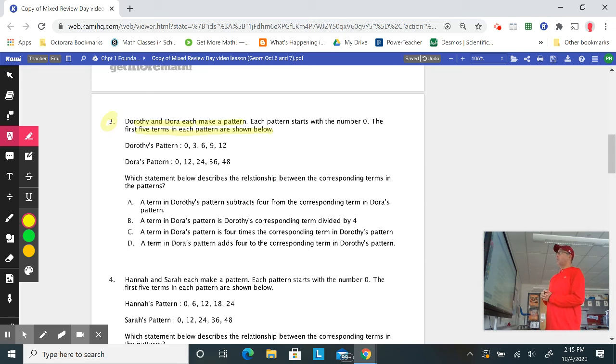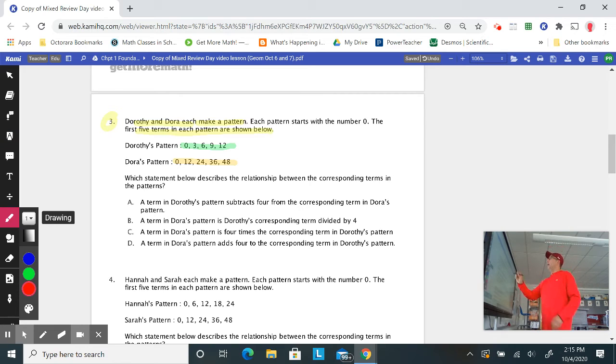So we have Dorothy's pattern and we have Dora's pattern. Let's go with Dorothy's pattern, green: 0, 3, 6, 9, 12. Dora's pattern: 0, 12, 24, 36, and 48. And like before, we're comparing the corresponding terms. So the 0 and the 0 are the same. The first terms are the same. Don't really need to look at those.